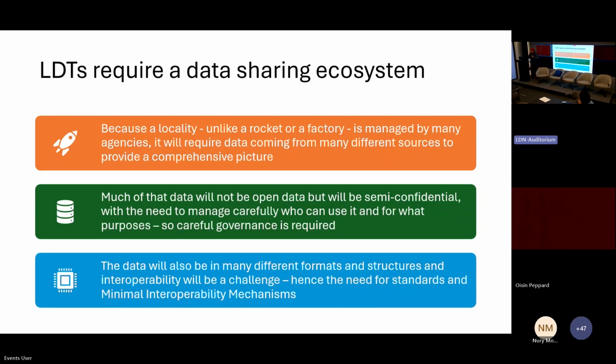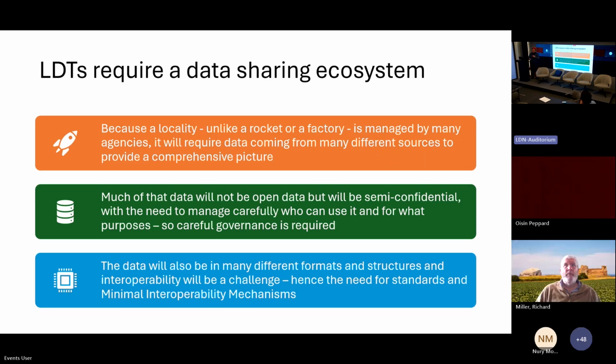The other thing is that local digital twins themselves require a data sharing ecosystem. So that's why we're talking about data spaces here. If you're managing a factory with a digital twin, or if you're building a Formula One motor car or a rocket, pretty well you own all the data that's relevant yourself, and it's fairly simple.